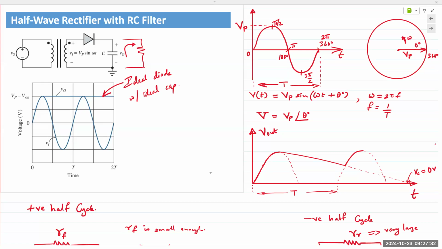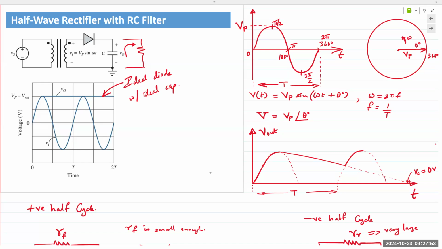But for now, does the explanation make sense? In the positive half cycle, the capacitor charges; in the negative half cycle, it's disconnected, so it begins to discharge. And because it's discharging, it is supplying energy to the output. It is effectively removing the AC behavior of that waveform.